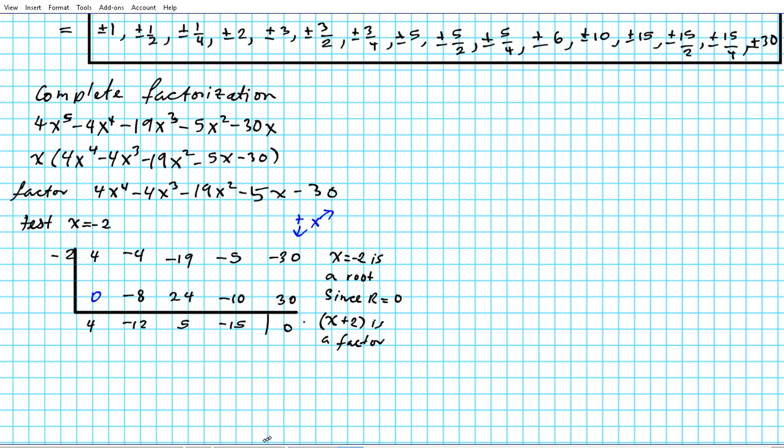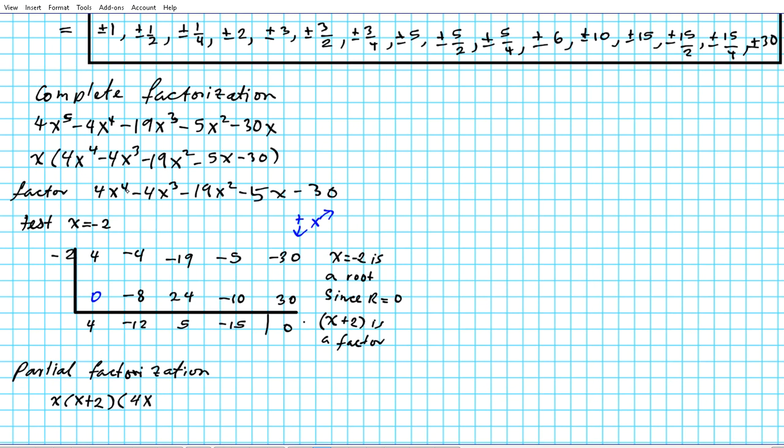So that gives us a partial factorization. We are going to write down the factors. What do we have? We had an x out earlier, and then we now have another one, x plus 2. And then we're going to use these coefficients right here. These are the coefficients of the depressed polynomial, okay? The polynomial is depressed because it lost this factor, namely x plus 2. So it's 1 degree less than the original because the degree of the factor that was extracted is a degree of 1.